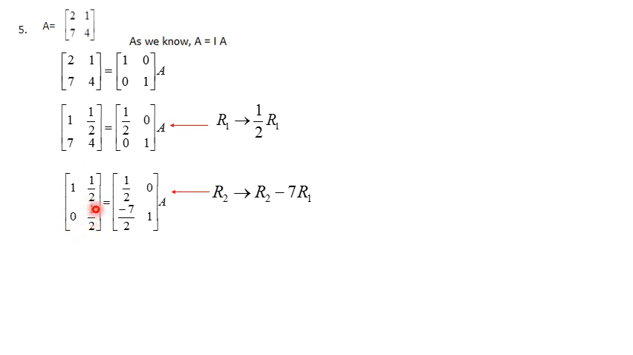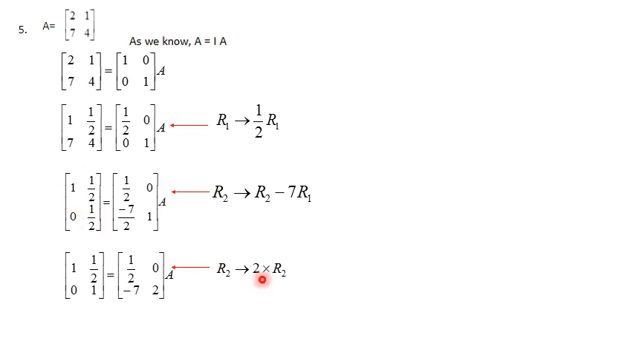Now we have to change this 1 by 2 to 1. Just multiply by 2 here, 2 cancels, it becomes 1. So 2 into R2, since we are changing the second row, that's why it becomes 2 into R2. After doing this transformation, the first row remains the same, 1 by 2 remains the same. Next R2 is changing. R2 is 2 into R2, means 2 into 0. 2 into 0 is 0.